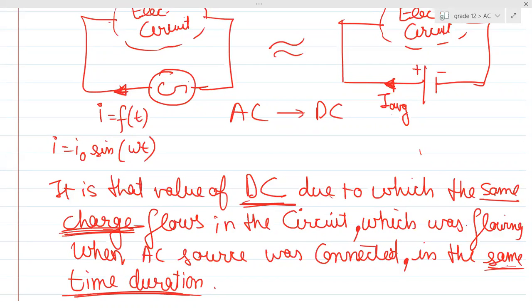Yes. But for the sake of simplicity, we try to do the average thing throughout the whole time.